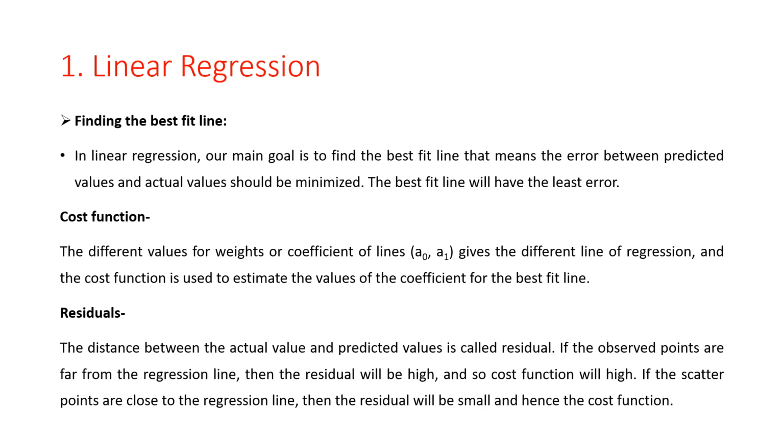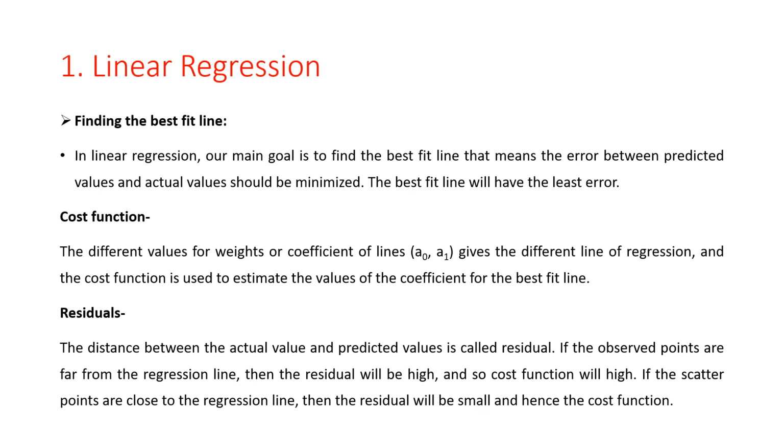So in linear regression, our goal is to find the best fit line. That means the error between the predicted value and the actual value is minimized. Whatever value we predicted and our actual value, after minimizing the error between them, the resulting line will be our best fit line. It will have the least error.